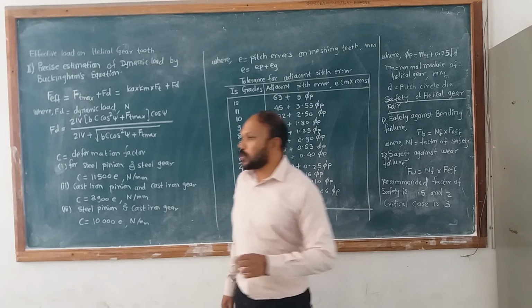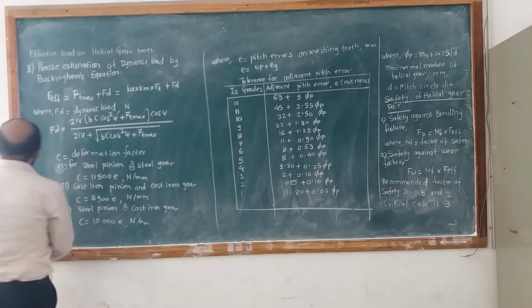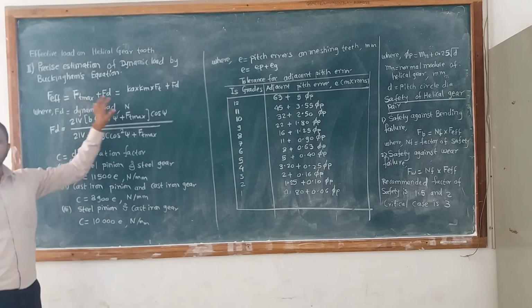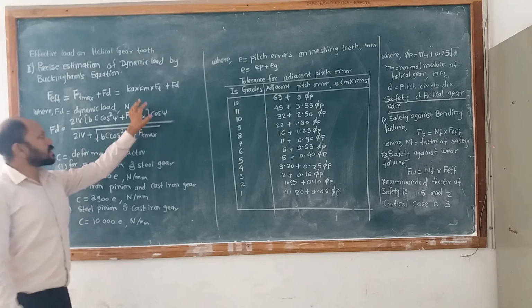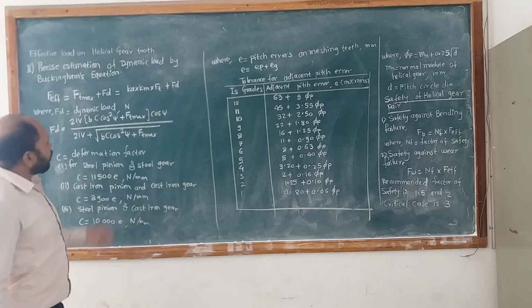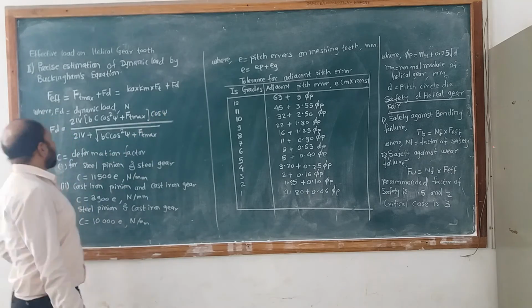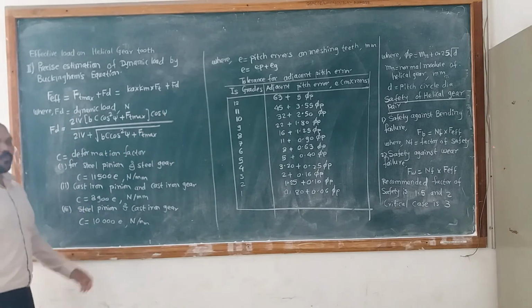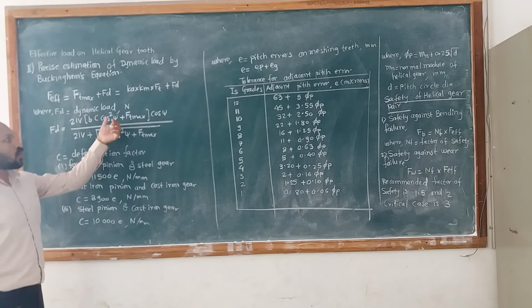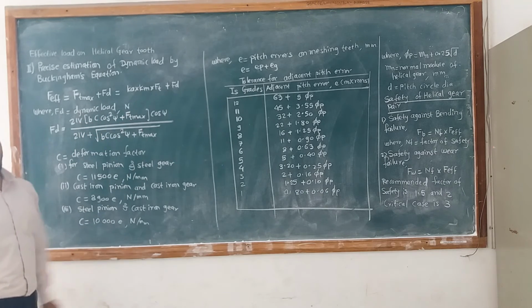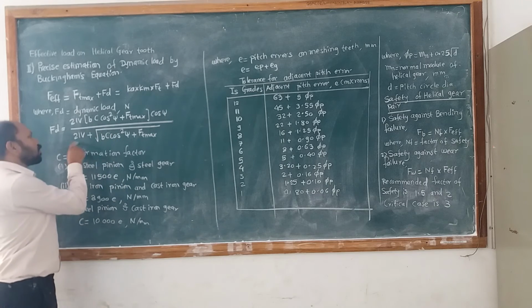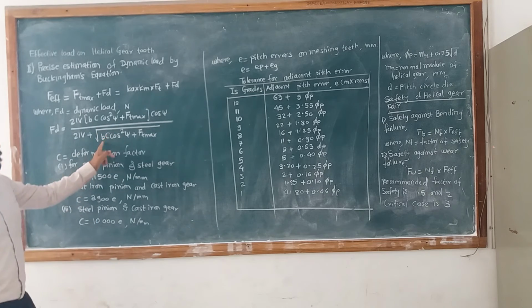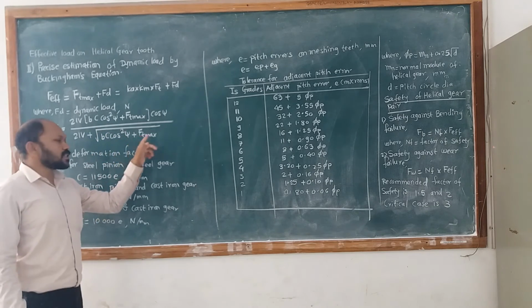And for the precise estimation method, this is the formula. F effective is equal to Ft max plus Fd. What is this Ft max? Ft max is Ka into Km into Ft, I already explained. And plus Fd. Fd is the dynamic load. What is the formula? Fd is equal to 21V into bracket B into C into cos square psi plus Ft max bracket close, into cos psi, upon 21V plus under root of B into C into cos square psi plus Ft max.